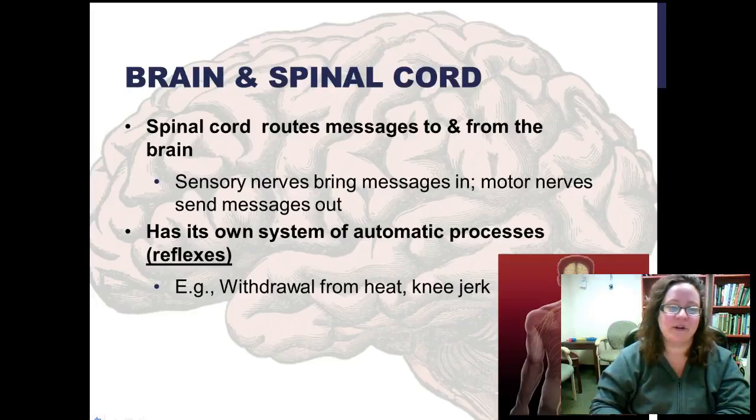The brain and spinal cord, we won't spend a lot of time on the spinal cord, but we've talked about how this has its own system of automatic processes in class. So those are reflexes.